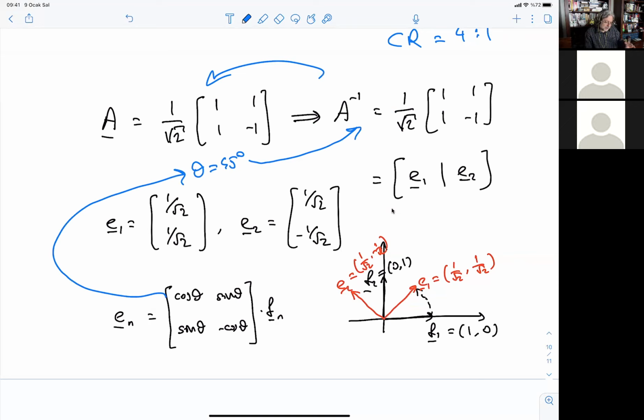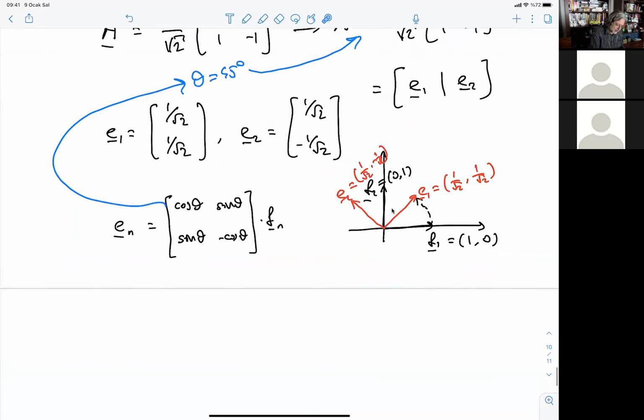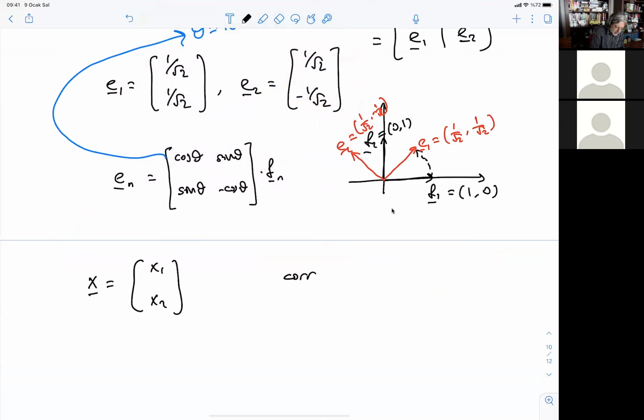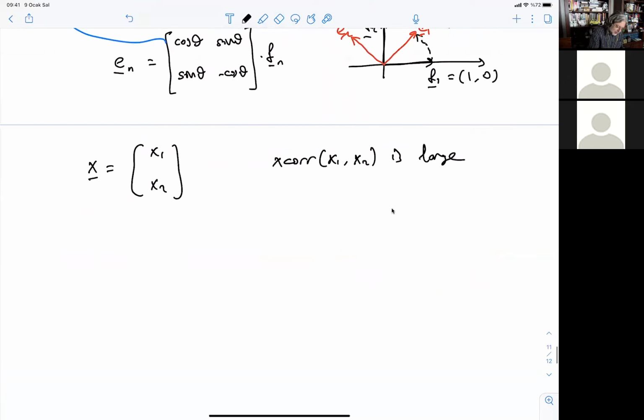Why did I use a 45 degrees rotation? Because I was claiming that this axis representation and this axis representation, which are the first and the second items of my vector, let's call them x1 and x2, have a large cross correlation between them. So along the x1, x2 axes, this is x1, let's see, this is the x2 axis.